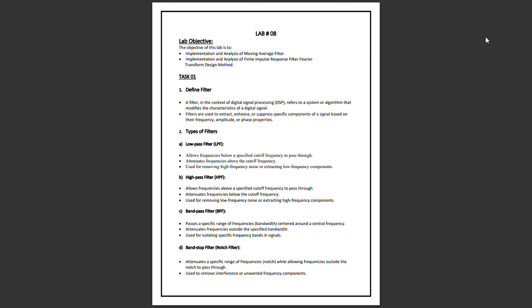Define filter. A filter in the context of digital signal processing refers to a system or algorithm that modifies the characteristics of a digital signal. Filters are used to extract, enhance, or suppress specific components of a signal based on their frequency, amplitude, or phase properties. Two types of filters.